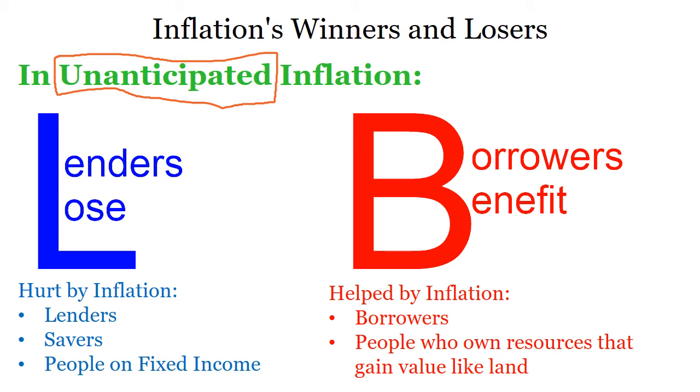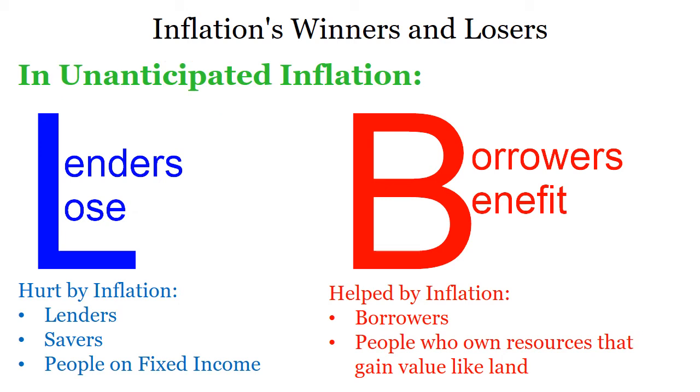So as long as we expect inflation and inflation happens, then you don't have lenders lose, borrowers benefit. The issue is if the inflation is more than we anticipated. We thought it was going to be 3% inflation and it was actually 8% inflation. Well, that's unanticipated. That's more than we thought. That's more than the banks negotiated into that contract. And that's why lenders lose and borrowers benefit.